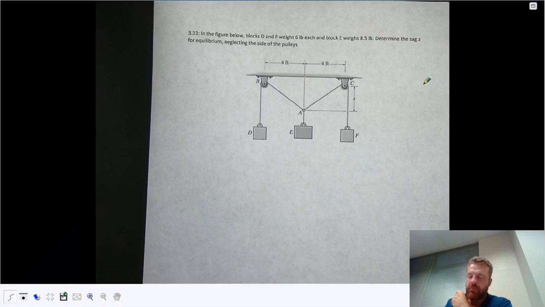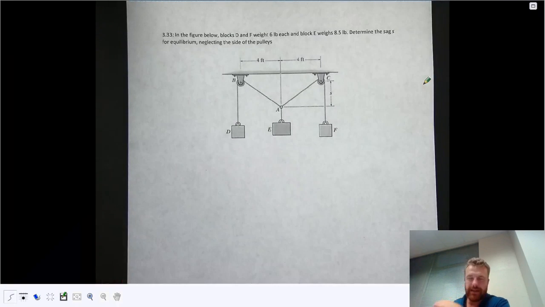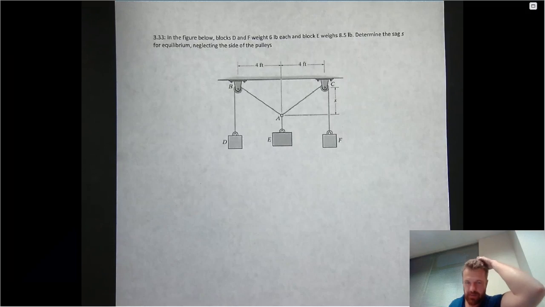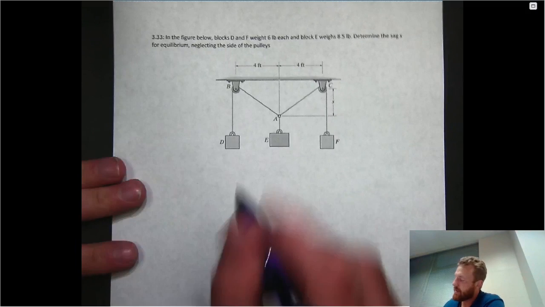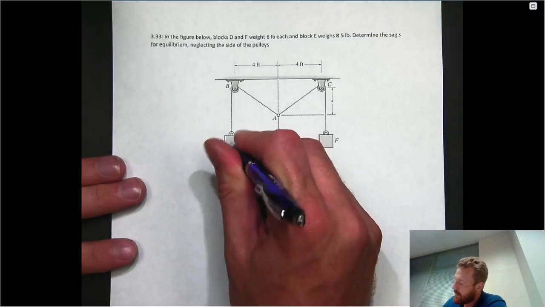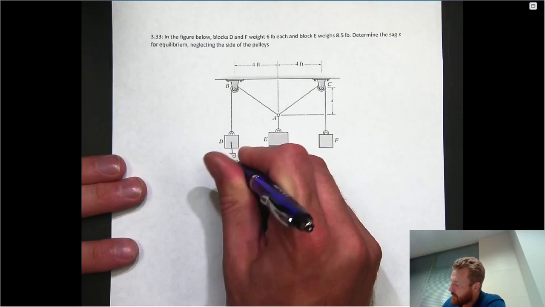So for this next problem, we're going to look at problem 3.33. And it's a little confusing because we haven't seen this one in the homework yet. But what we are basically given is the weight of these blocks. We're told that this weighs 6 pounds.